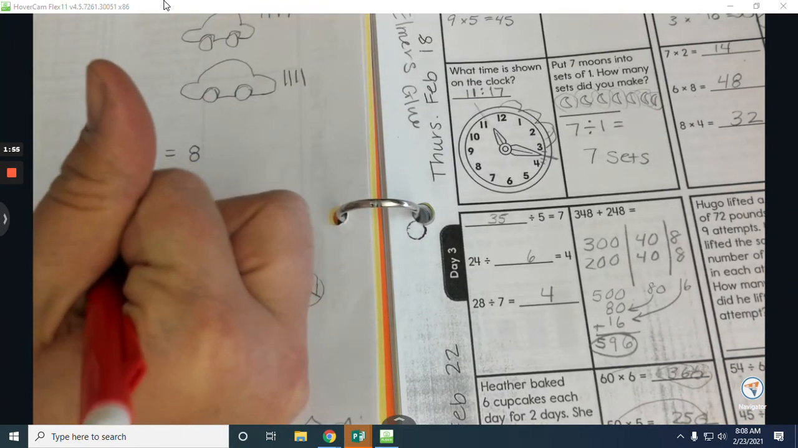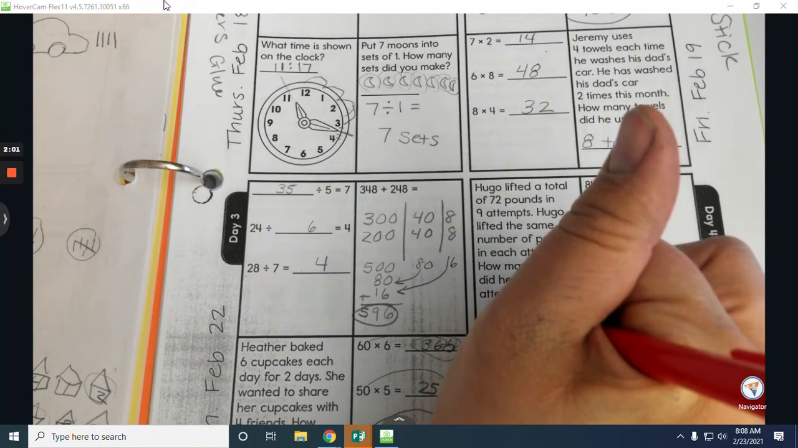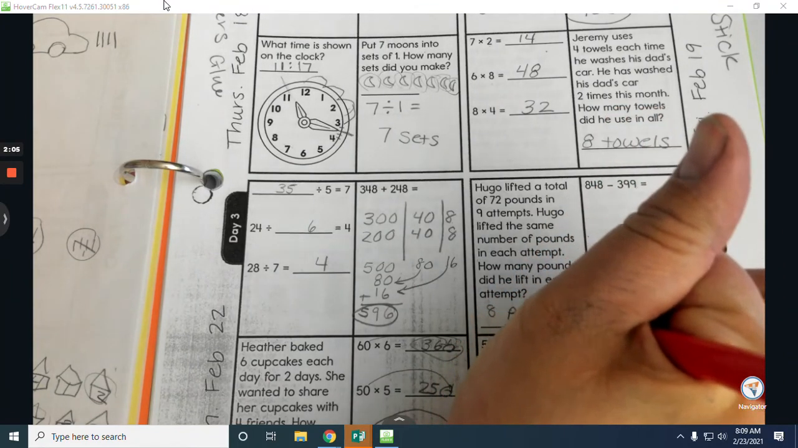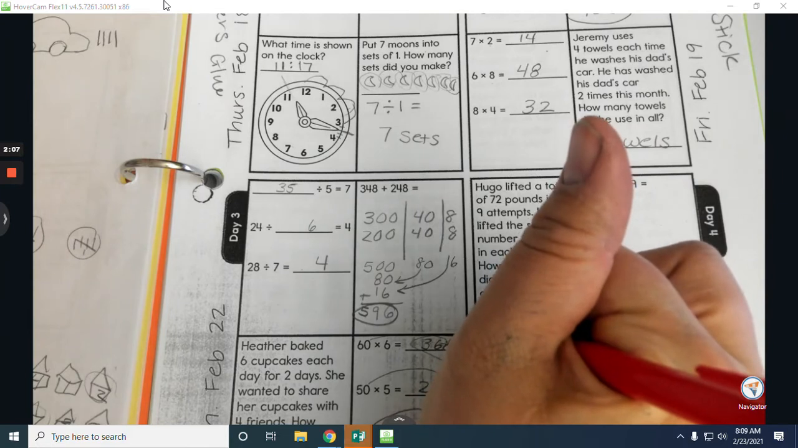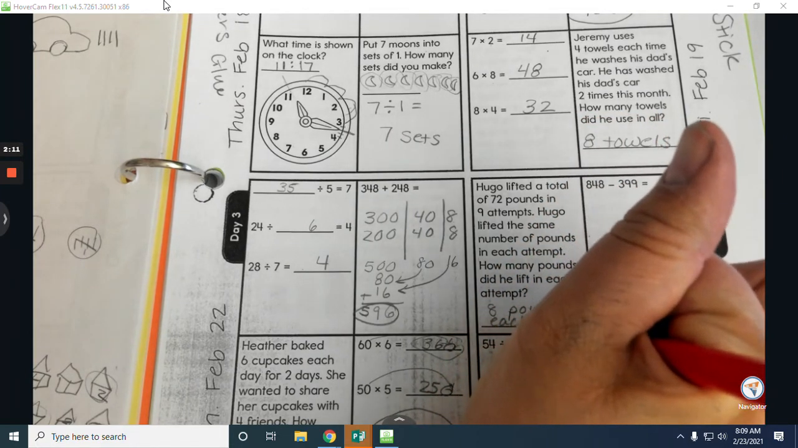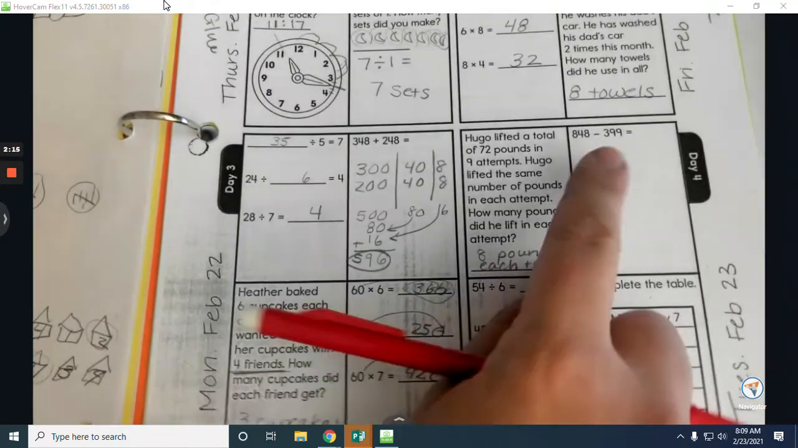So here are our 8s, right? So I'm going to put this over here. He lifted 8 pounds each time. And you notice I'm not just writing 8, I'm writing 8 pounds each time.